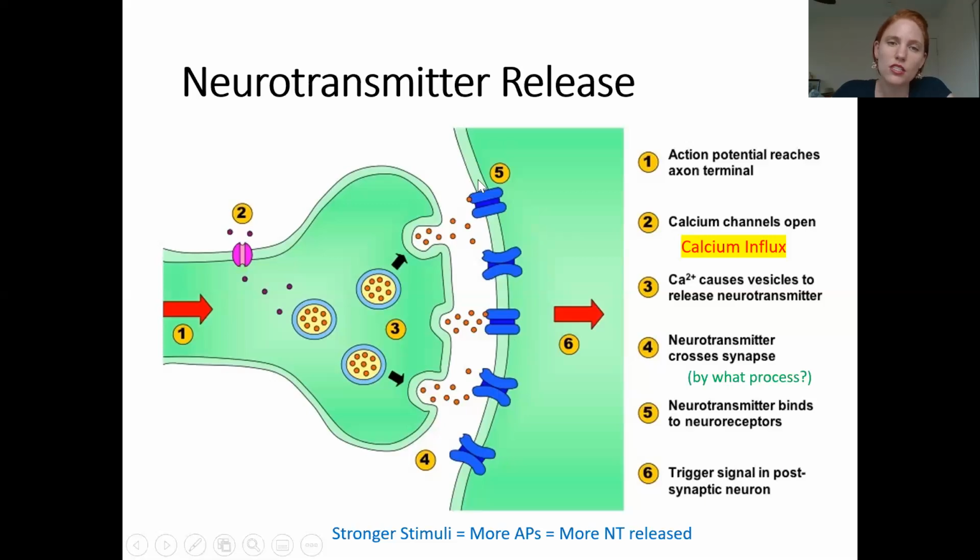Once it reaches the postsynaptic cell, it's going to bind to a receptor that is specific, lock and key type shape model. It binds to the specific receptor, depending on the shape, and that's going to trigger a response in the second cell. So don't forget about that role of the calcium. Calcium is often used as a signaling molecule.